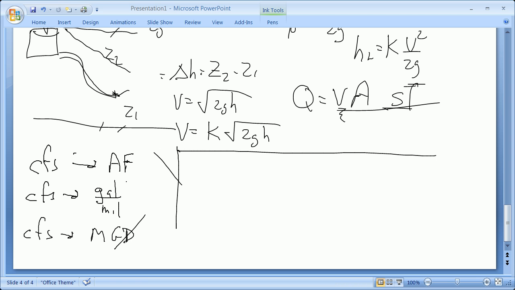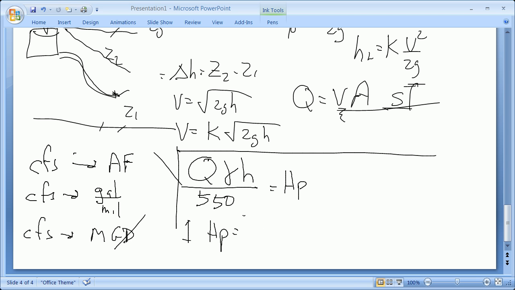Another formula that we've looked at is in fact the power formula, that in English, if you're given CFS and H head in feet of head and gamma in pounds per cubic foot, we know that Q gamma H over 550 gets us horsepower, and we know that 1 horsepower equals 746 watts.